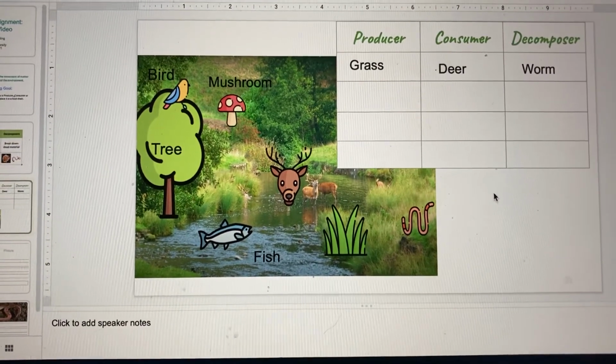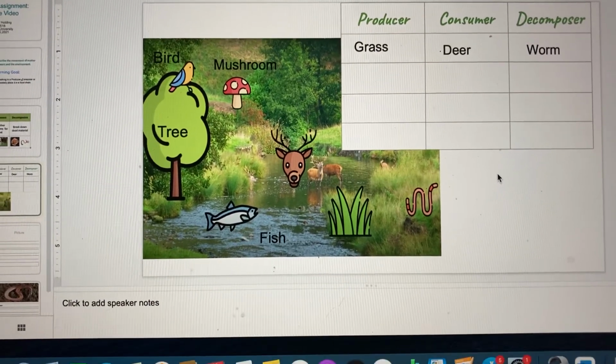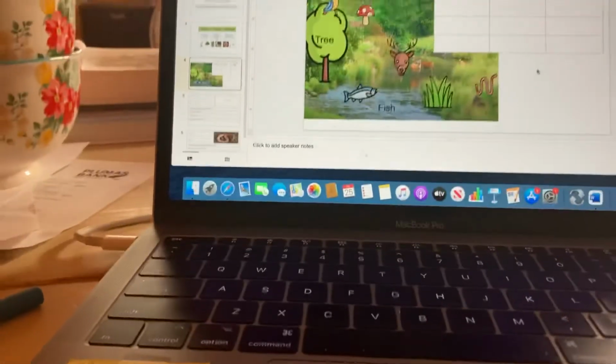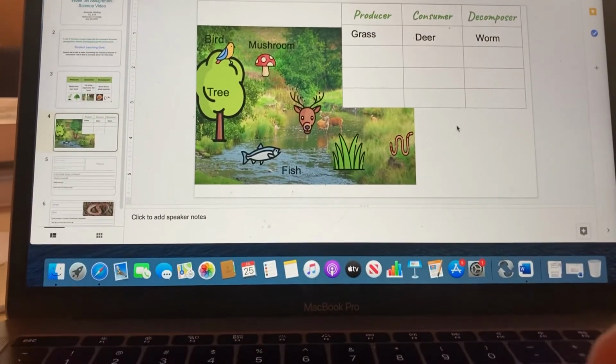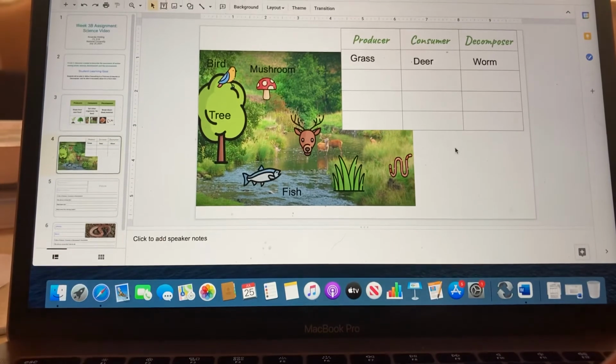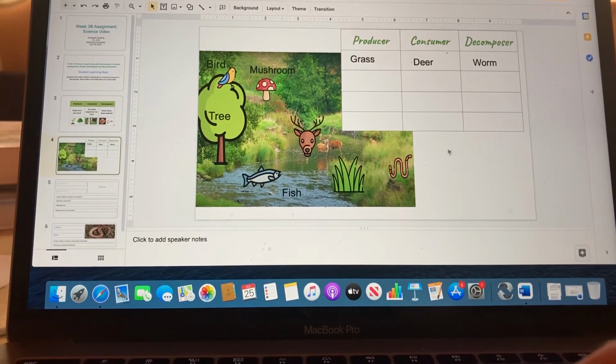You have a bird left, a mushroom, a tree, fish, and I think that's it. So we're gonna have one person come up on the board and drag and drop each of those into columns.